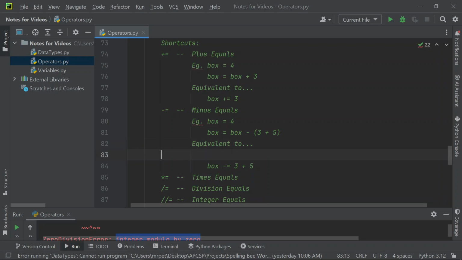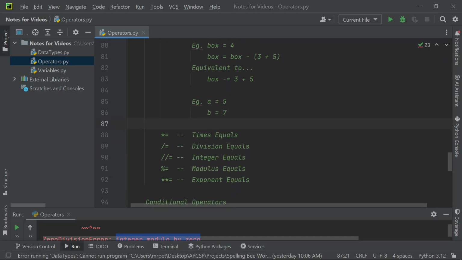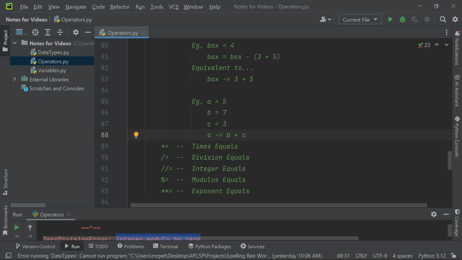Let's do a new example. Let's say we have 2 variables, A and B. And we say A minus equals, maybe we should have 3 variables. And C is equal to 3. A minus equals B plus C. Okay, it's a little less obvious because it's a little harder to just add together B and C. It's like multiple steps because we have to do substitution.